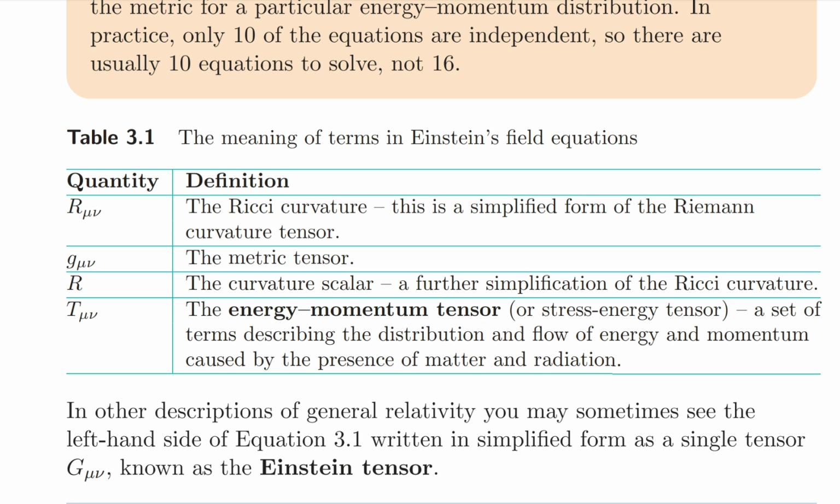Table 3.1. The meaning of terms in Einstein's field equation. R_μν. Definition. The Ricci curvature. This is a simplified form of the Riemann curvature tensor. g_μν. The metric tensor. R. The curvature scalar. Further simplification of the Ricci curvature. T_μν. The energy momentum tensor or stress energy tensor. A set of terms describing the distribution and flow of energy and momentum caused by the presence of matter and radiation.